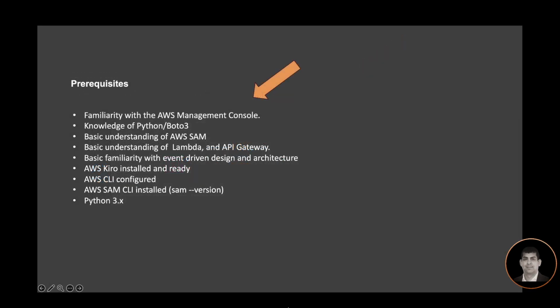The prerequisites for this are familiarity with the AWS Management Console, knowledge of Python Boto3, some basic understanding of AWS SAM, as well as a basic understanding of the other AWS services used like AWS Lambda, API Gateway, DynamoDB, and also event-driven design and architecture. You need to have AWS Kiro installed and ready, and you also need the AWS CLI, in addition to the Python library, installed.